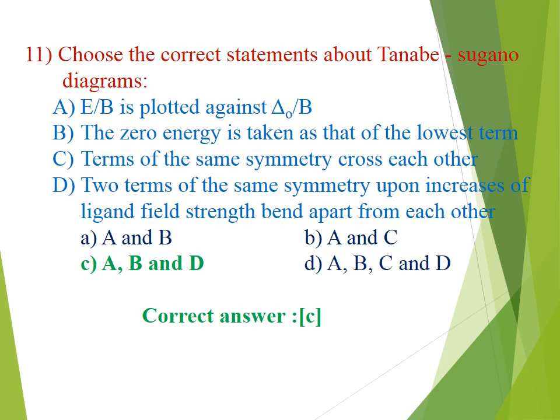Question number 11. Choose the correct statement about the Tanabe-Sugano diagram. Option A. E by B is plotted against delta 0 by B. It is correct. B. The zero energy is taken as the lowest term. C. The terms of the same symmetry cross each other. It is incorrect. D. Two terms of the same symmetry, upon increase of ligand field strength, bend apart from each other. It is also correct. Option A, option B, option D are correct statements. Therefore, for this question, C is the correct answer.